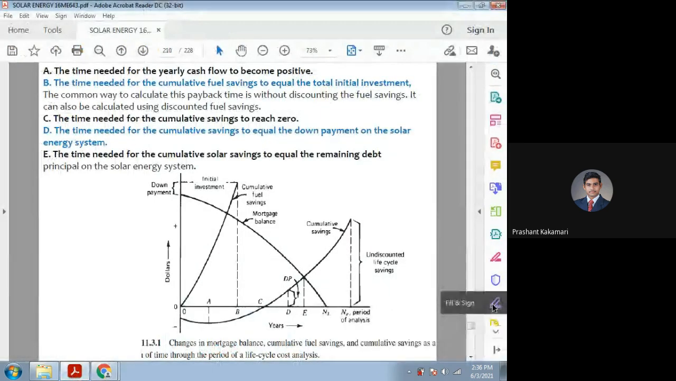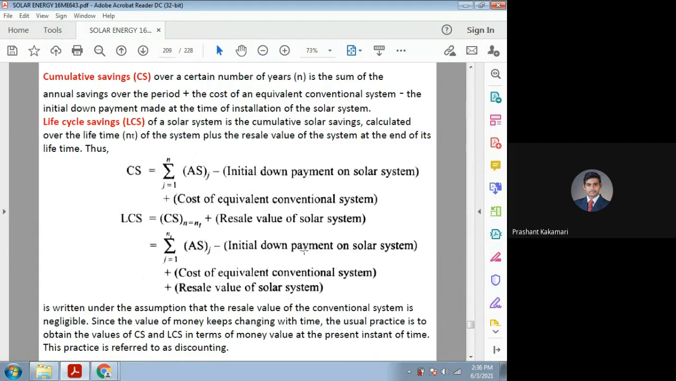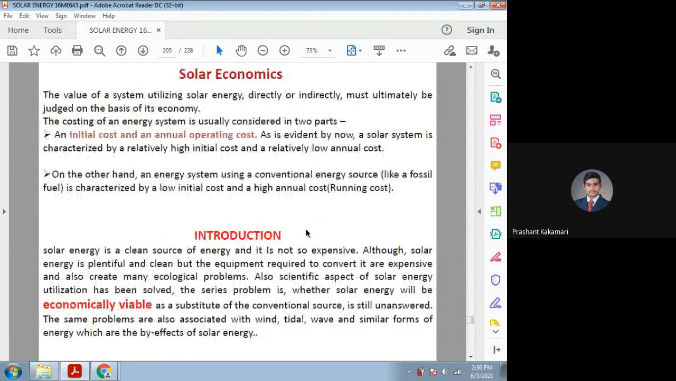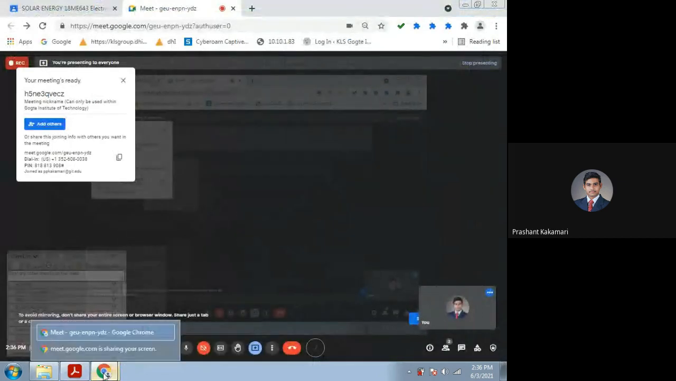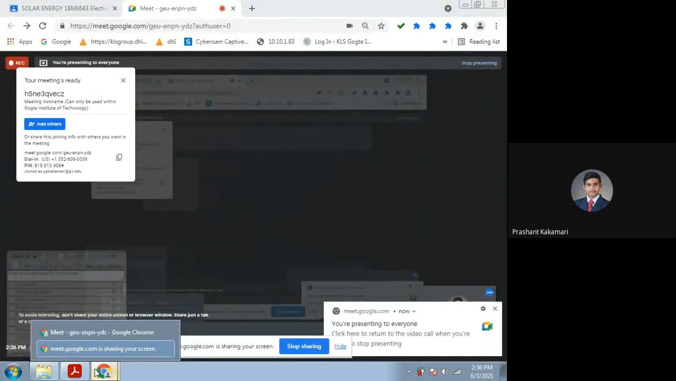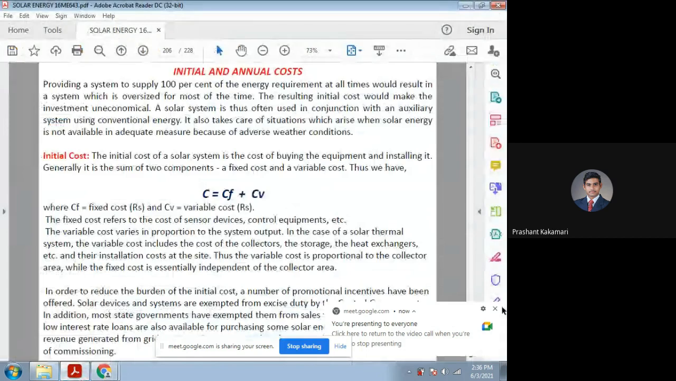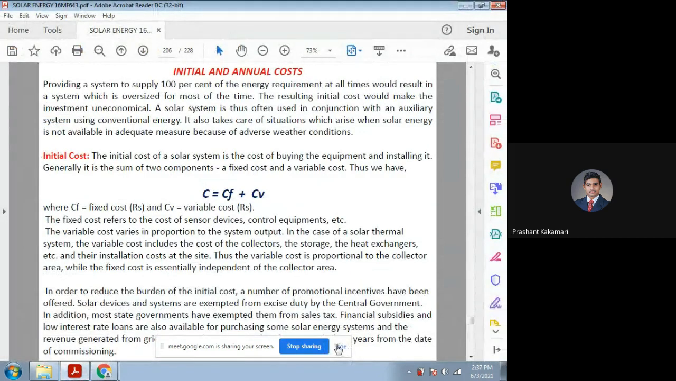Okay, now coming to the second class of this economic analysis of solar energy. Last class, as an introductory part, we discussed the theory behind solar economics, and how it is important to decide with respect to conventional energy systems. Also, we discussed some advantages of these renewable energy sources, especially solar. Today, we'll see the different equations and methods for finding the economic viability of solar energy systems, both thermal as well as PV, in examples.